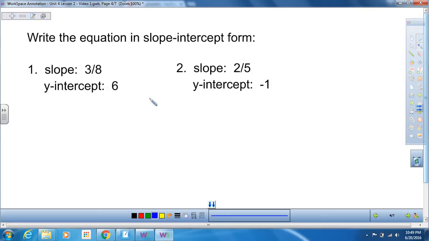Now let's go the other way and write the equation. So again, this is slope-intercept form, mx plus b. So y equals 3/8 x, that's your m, plus 6. Okay, and then here, y equals 2/5 x minus 1.